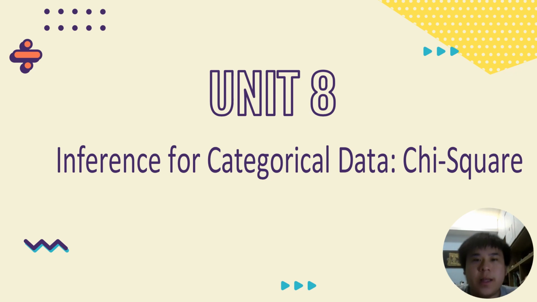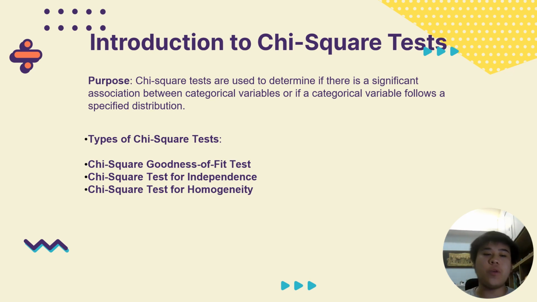Unit 8, inference for categorical data. Chi-square test. Now, chi-square test is actually one of the easiest units, I think, personally. The purpose of the chi-square test is to determine if there is a significant association between categorical variables, or if a categorical variable follows a specified distribution. Now, for this entire unit, the main concept is that you know the 3 different types of chi-square tests, and you need to be able to identify and tell when to use which one.